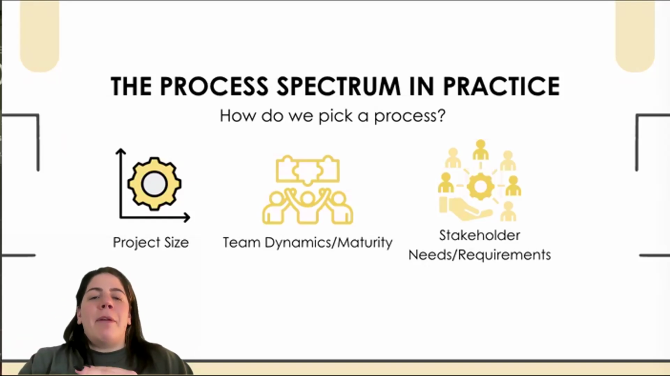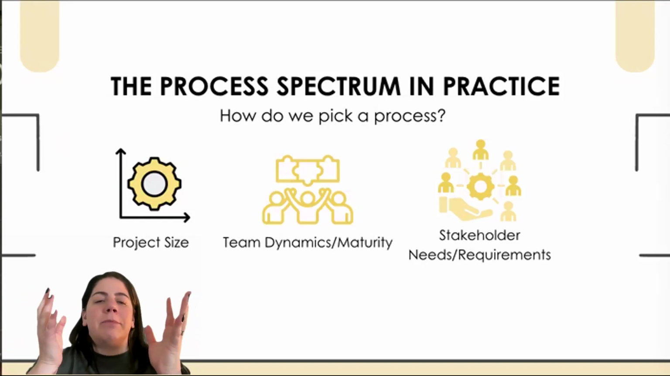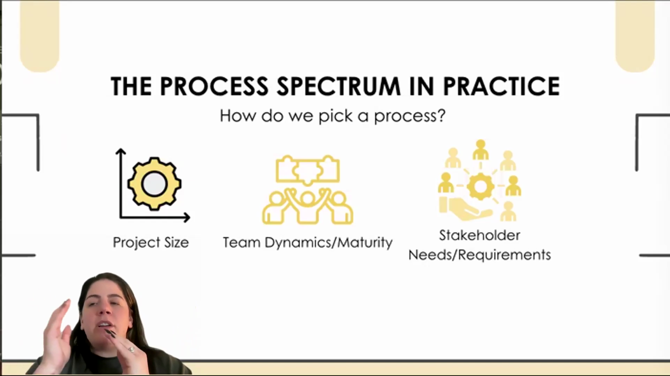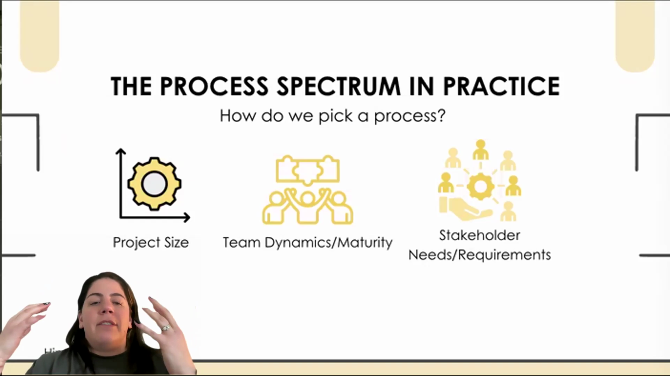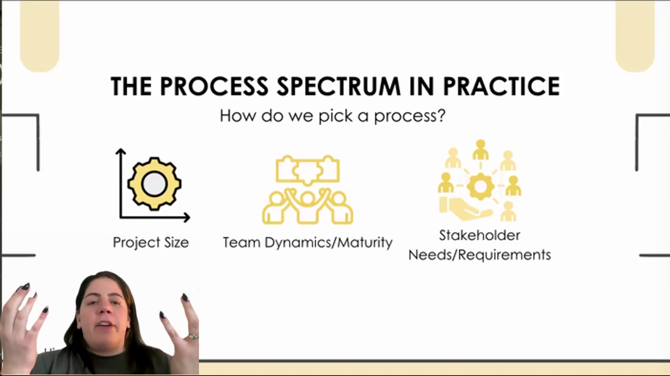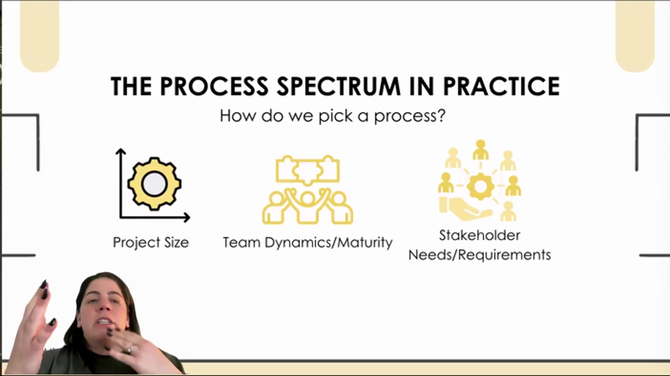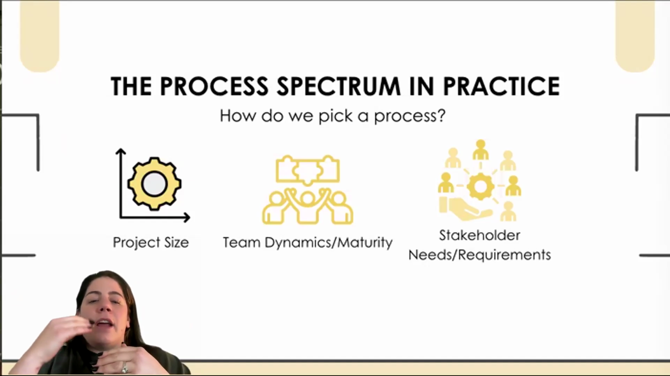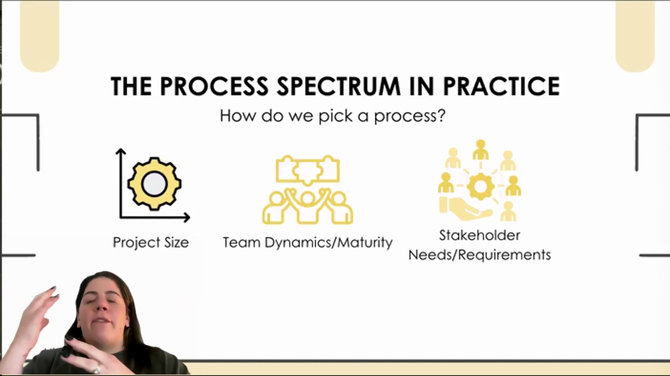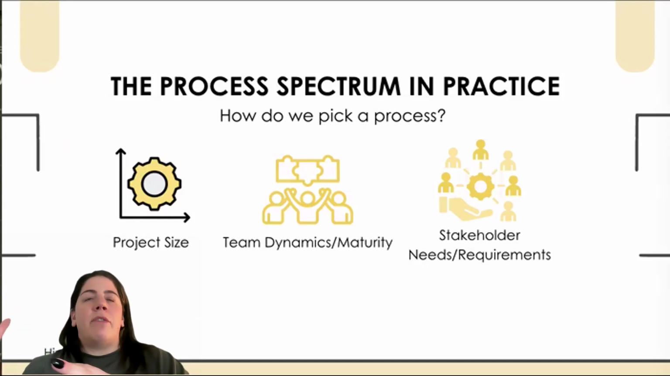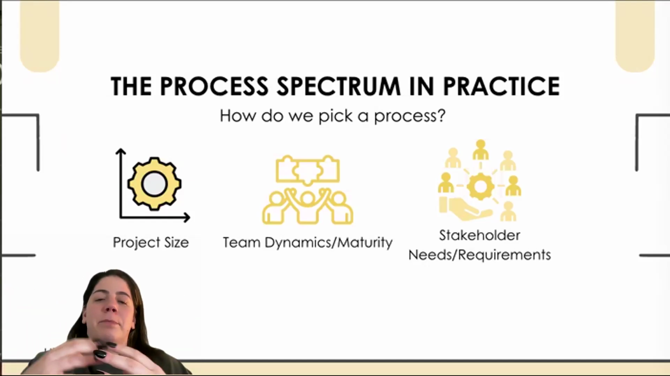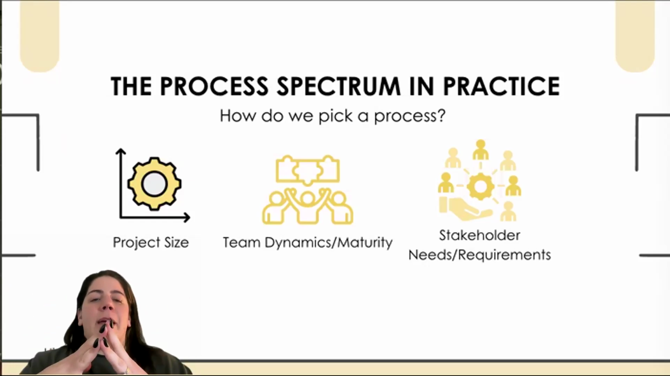Same thing with team dynamics and maturity. We're going to talk a lot more about team dynamics throughout the course, and we're going to talk more about how teams go through phases and learn to work together. But understanding that people work differently, understanding that you may have some junior devs and some senior devs. You may have people who have a lot of technical experience or some that only have certain types of technical experience. Understanding the dynamic of your team can help with that process selection.